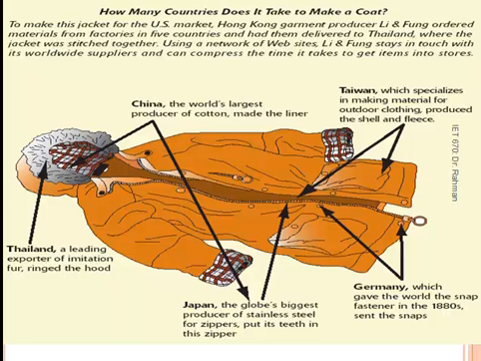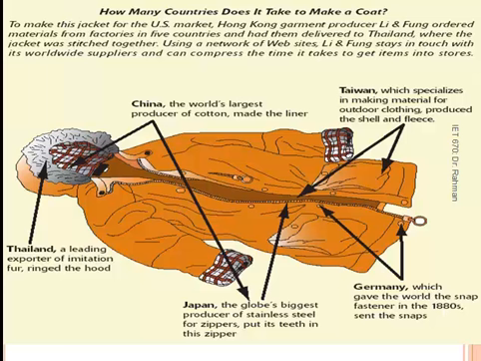Winter jacket or coat, this is one example of a global supply chain. China, the world's largest producer of cotton, makes the liner for this winter jacket. Then Thailand, a leading exporter of imitation fur, which goes in between, inside the coats. Then Japan, the globe's biggest producer of stainless steel, produces the zippers. Then Germany, the world's fastest snap manufacturer, makes the buttons and others. And then Taiwan is specialized in making materials for outdoor clothing. So altogether, a coat is manufactured.